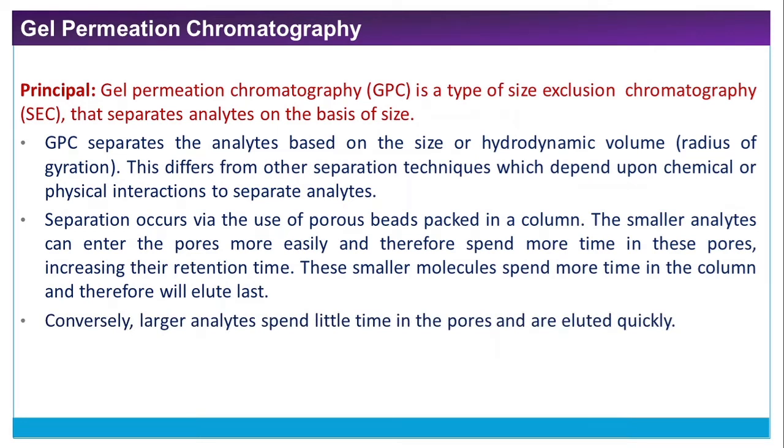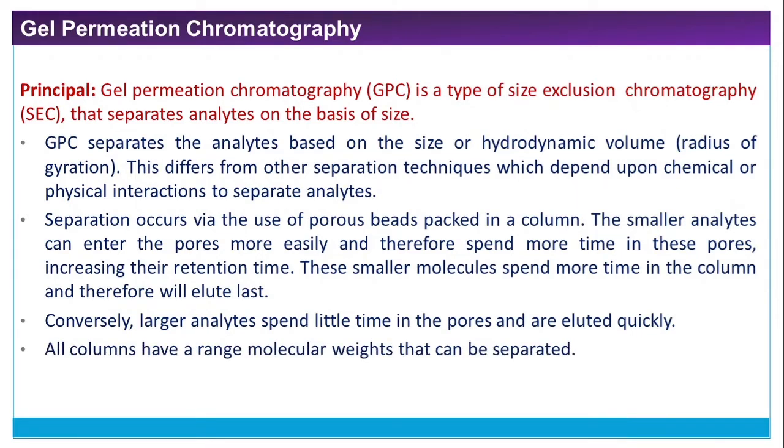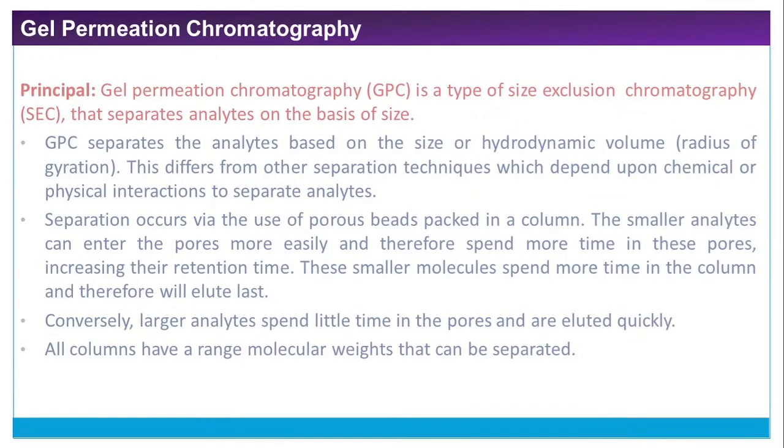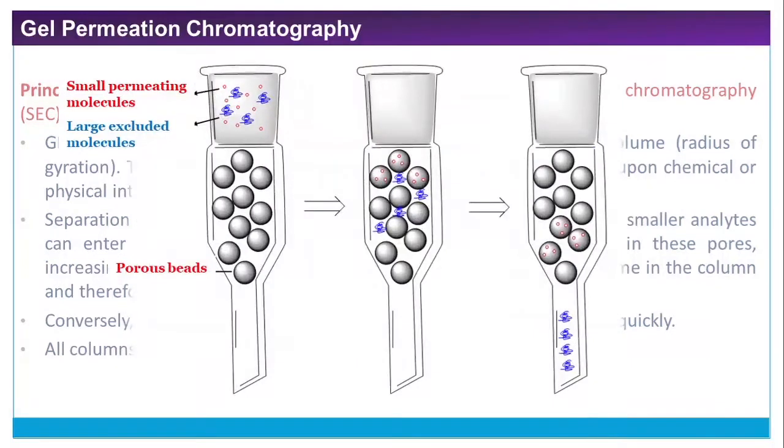Conversely, a large analyte spends little time in the pores and is eluted quickly. All columns have a range of molecular weights that can be separated. So according to the molecular weight we require, we can choose the column. In this way, gel permeation chromatography separates the analytes on the basis of their size, hydrodynamic volume, that is radius of gyration. This is the technique here.